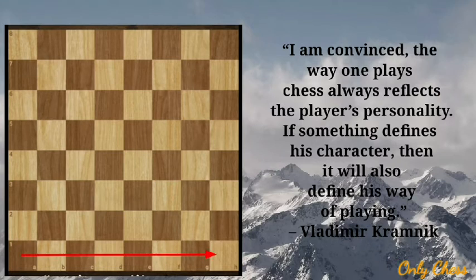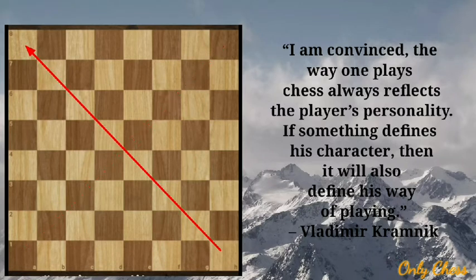And now let's talk about the diagonals. The diagonals are something which usually cut the board. That is, it starts from this square and ends on this square. Similarly, you can also draw a diagonal from this square to this square.